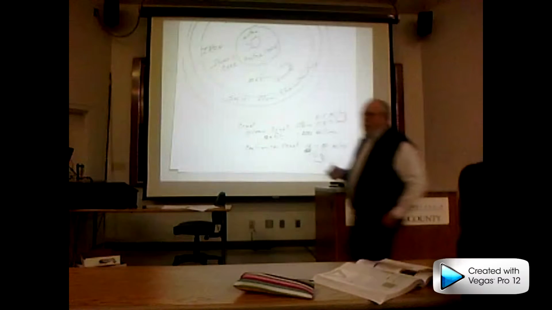The continental crust is old, up to 4 billion years old. So the continental crust is extremely old. Continental crust, 4 billion plus.